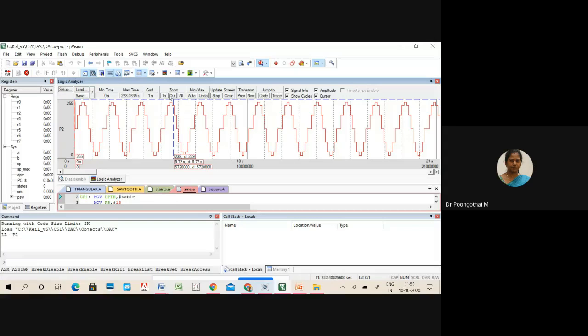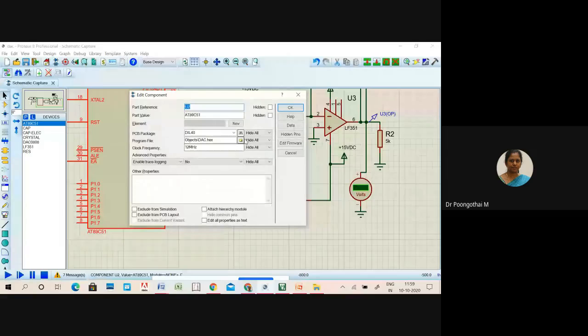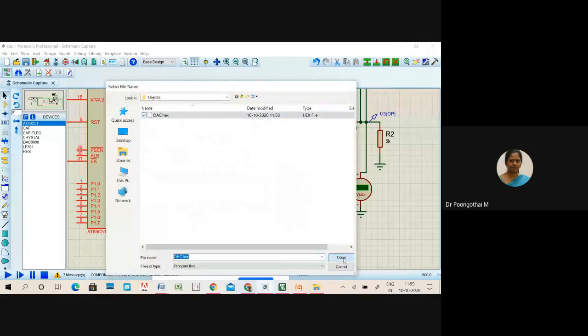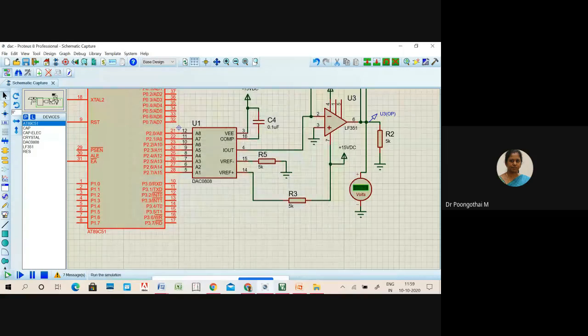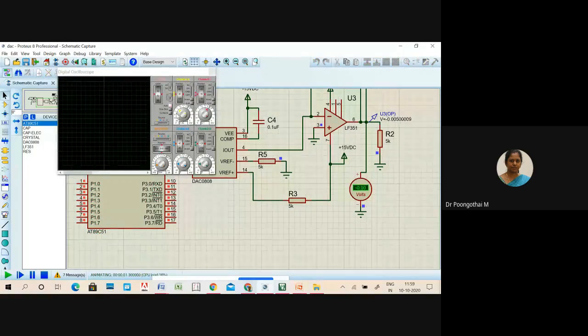The continuous sine wave is being generated at P2. So the waveform is not accurate in your Proteus simulation. Okay. So you can recalculate the values for 2 degree. For that case, you can get a better sine waveform.